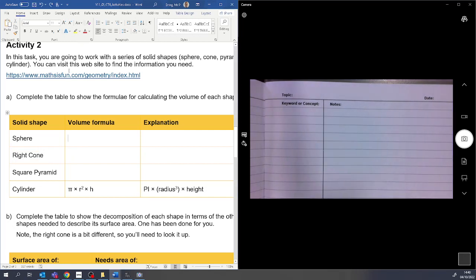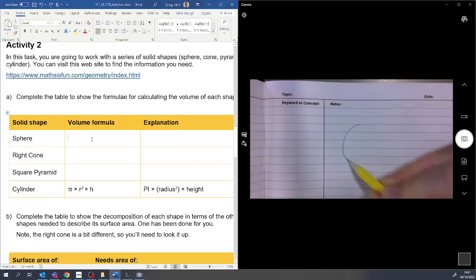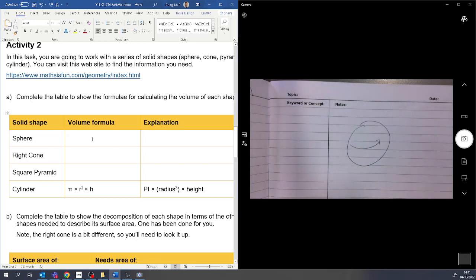You got given a link here, but there's loads of stuff on it. A reminder what a sphere is. It's like a three-dimensional circle, like the globe. So you have a point in the middle where you have the radius. And then the volume formula is 4/3 pi r cubed. So you ask the user what the radius is, you cube it, you multiply it by pi, multiply by 4, and then divide by 3. Okay?